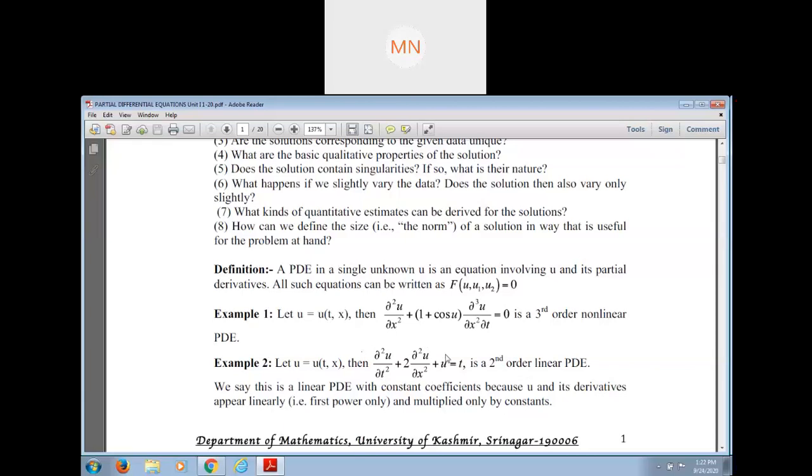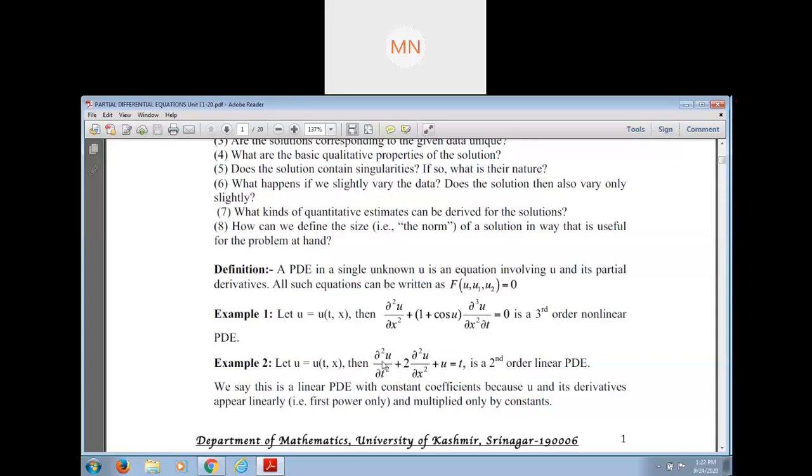Here, the degree of the equation is what? See example 2. Order is 2, okay. Order means what? Order is the highest power of the derivative. Here the highest power of the derivative is 2, so the order is 2, second order.